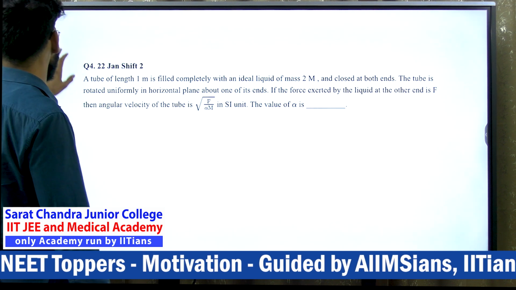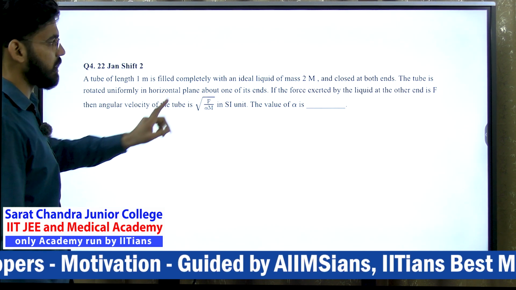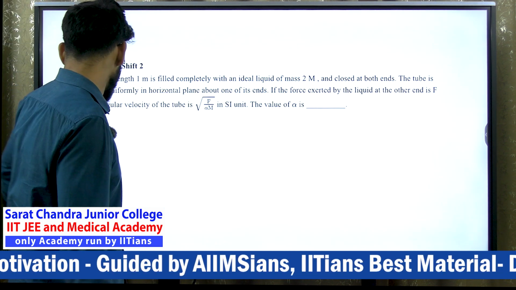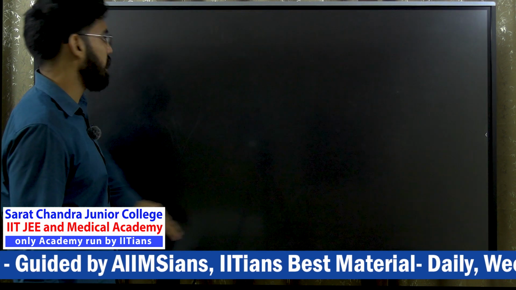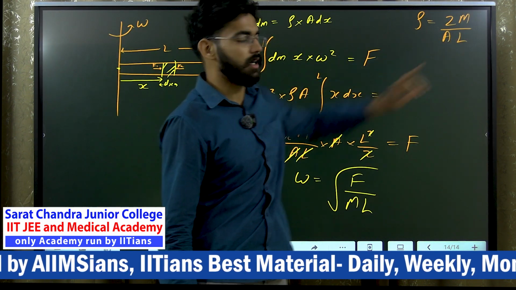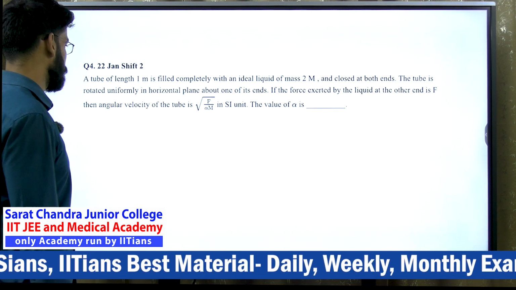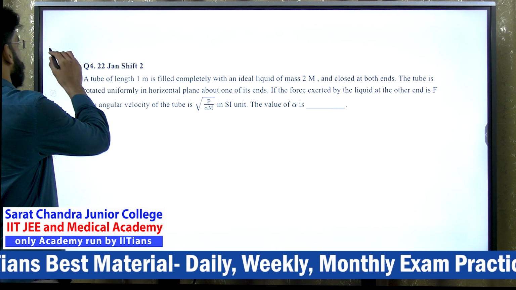That's not a problem, because here there is one chance of mistake: this 2m, if you put here density as m by AL, then the answer will come something else. Then that should not happen. That is wrong.